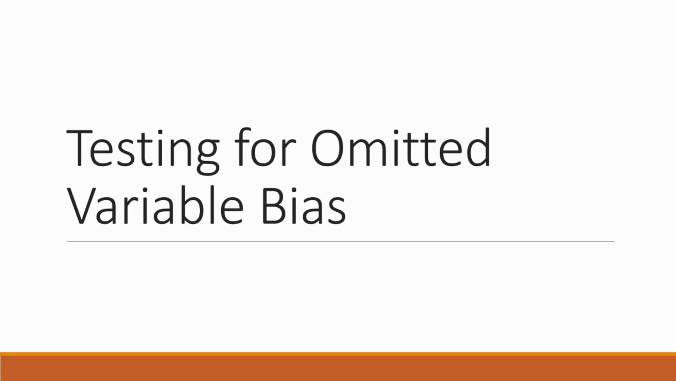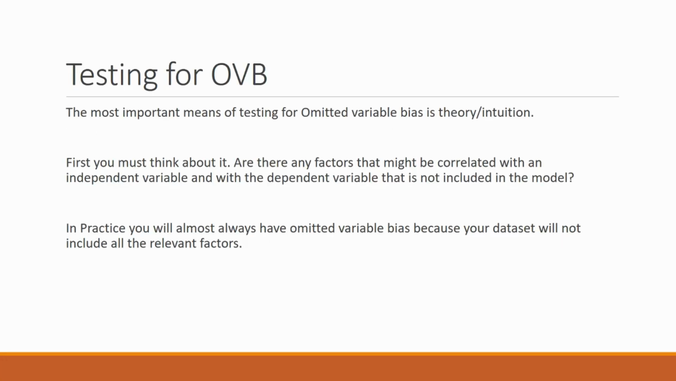And then I want to talk about some solutions. What do we do if we have omitted variable bias? What next? Like I said, a bias is a big problem. So how do we address that problem? Okay. So first, let's do testing for omitted variable bias.